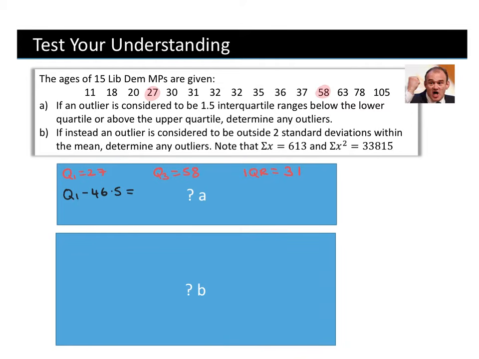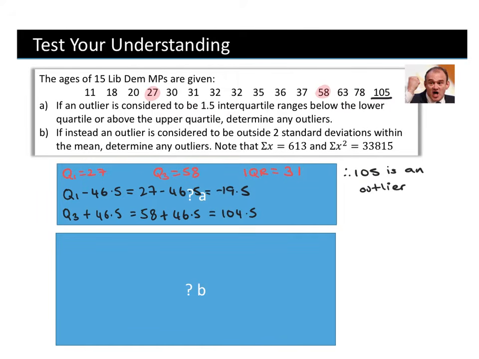I can immediately see that 27 minus 46.5 is going to give me a negative number. So 27 minus 46.5 equals negative 19.5. This is our lower bound. Do we have any data values less than negative 19.5? No, so it's okay. Our upper bound is quartile 3 plus 46.5, so 58 plus 46.5 gives me 104.5. Are there any data set values above this boundary? Absolutely. 105 is an outlier. Perfect.